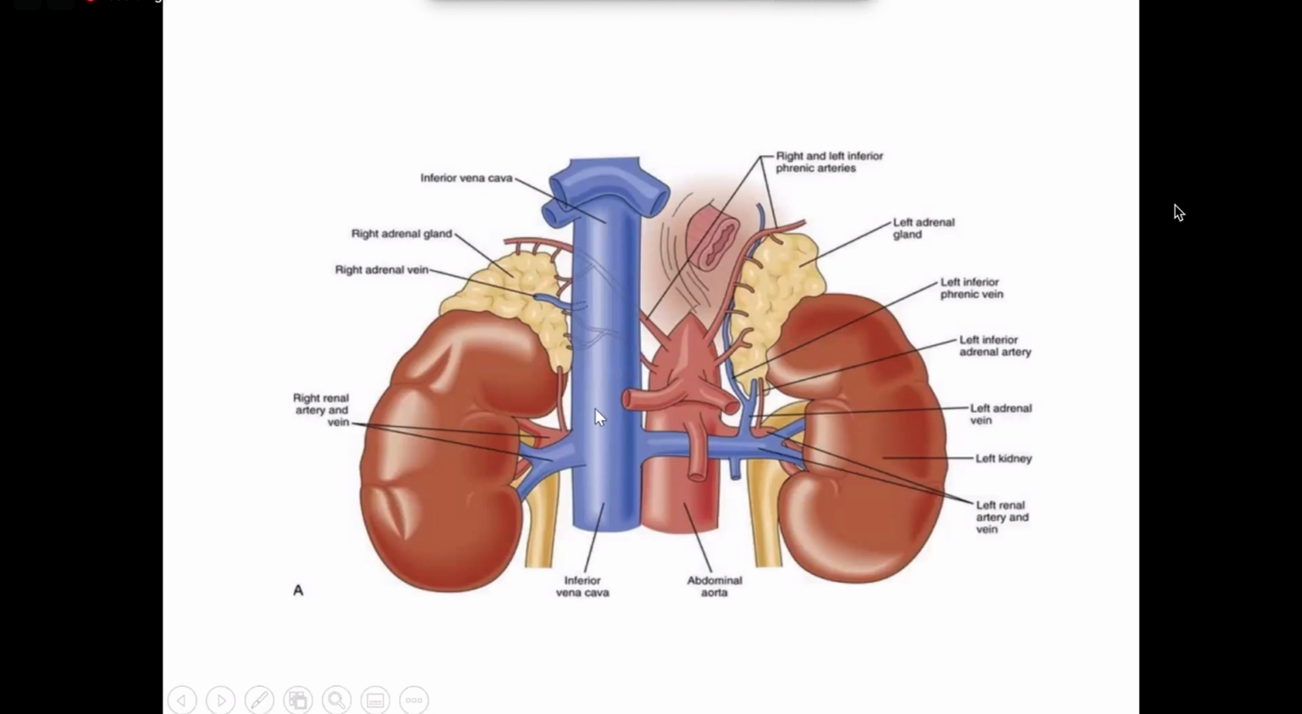Anatomically, the main important thing is that both share the same arterial blood supply from the inferior phrenic arteries, branches from the aorta, and branches from the renal artery. However, the main difference is the venous drainage. The left adrenal venous drainage goes directly to the left renal vein, while the right one goes to the IVC.